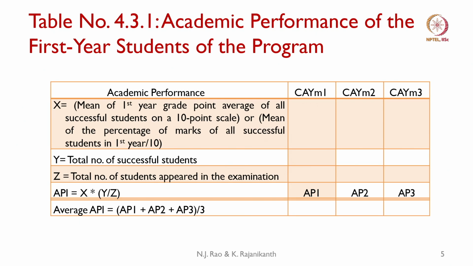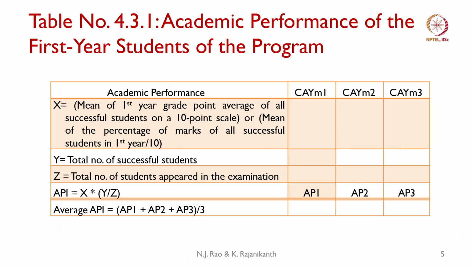So, the data is provided in tabular form like this. The mean is either the grade point average or the percentage divided by 10. If X is that mean, Y is the total number of successful students and Z is the total number of students who appeared in the examinations, then the academic performance index, API, is calculated as X into Y by Z, the number of successful candidates by the total students who appeared. So, this ratio is used as the multiplier of X.